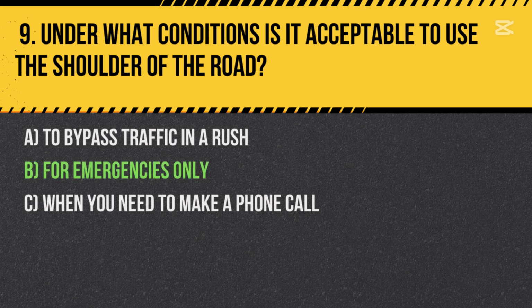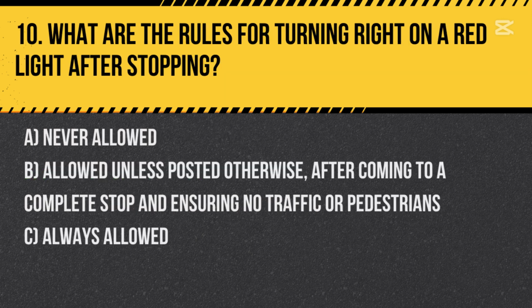Answer. B. For emergencies only. The shoulder should be used only for vehicle breakdowns or other emergencies. Question 10. What are the rules for turning right on a red light after stopping? A. Never allowed. B. Allowed unless posted otherwise after coming to a complete stop and ensuring no traffic or pedestrians. C. Always allowed.